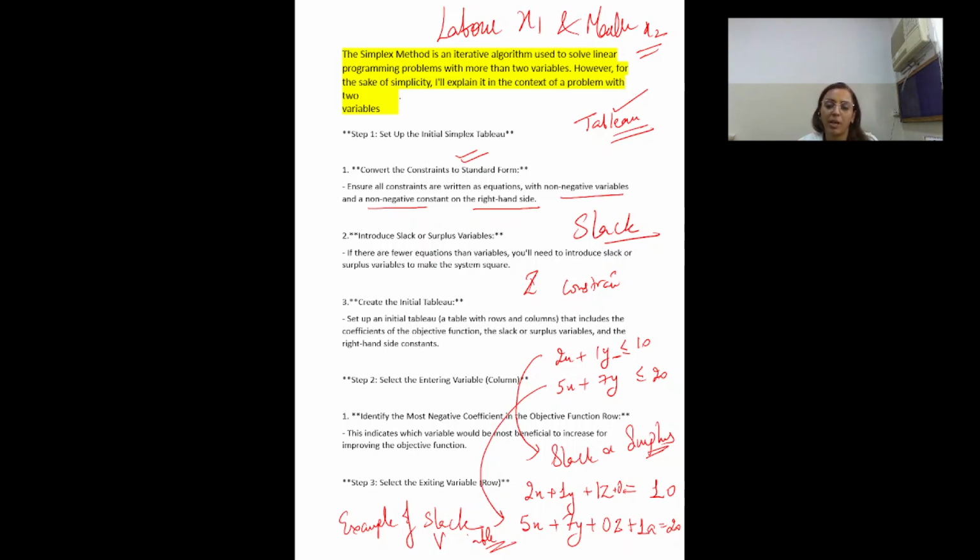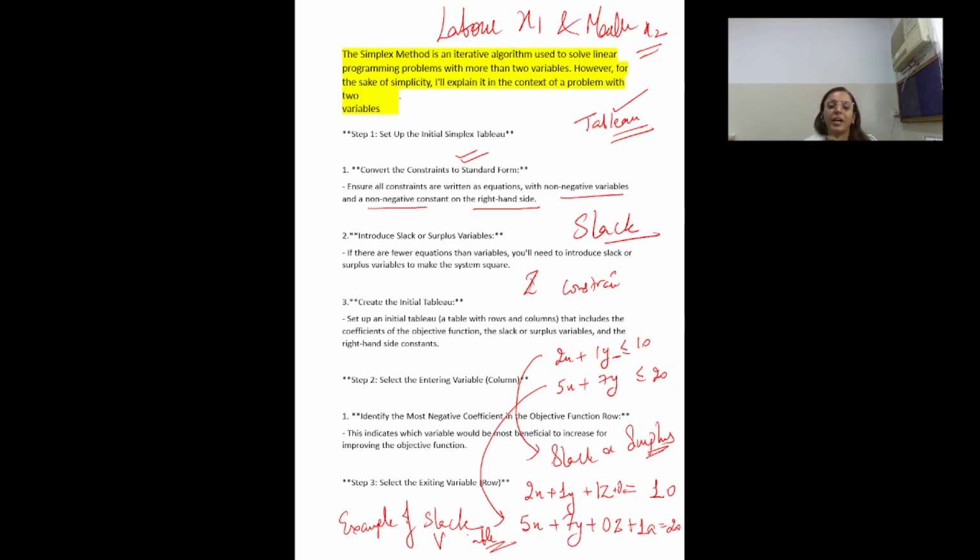After step number 2, that is the slack or surplus value, our third point is to create the initial tableau. Yes, you have to set up the initial tableau, that is the rows and the columns, and in all the rows and columns you have to define your objective function, your slack and surplus values, that is all on the right side. What will be on the left side? The constraints, but that constraint is a variable constraint and that is on the column side.